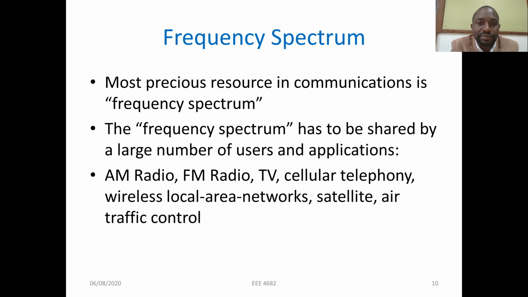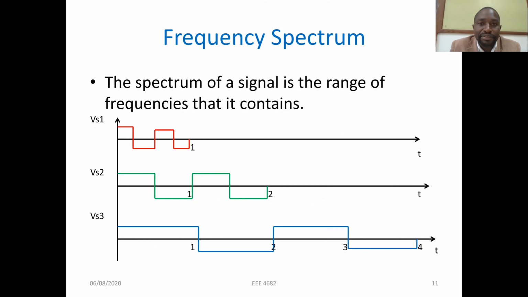And this range of frequencies can be used in AM radios, in frequency modulation radios, television, cellular telephone, wireless local area networks, satellite, and air traffic controls. So by definition, basically, the frequency spectrum is a range of frequencies that are available for communication purposes. The spectrum of a signal is the range of frequencies that it contains.